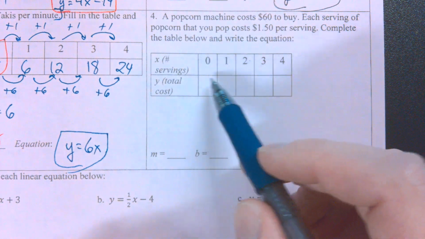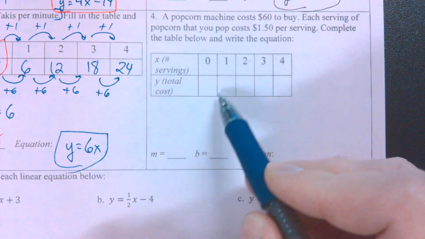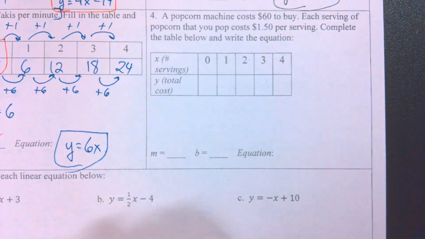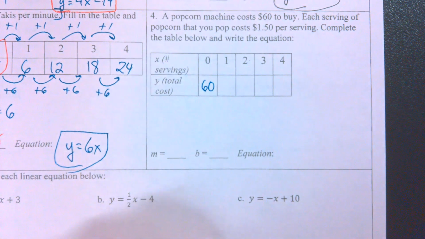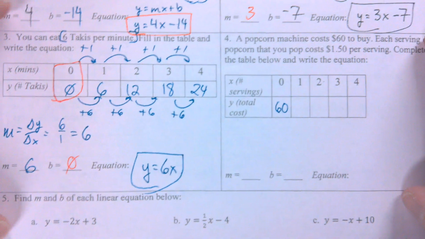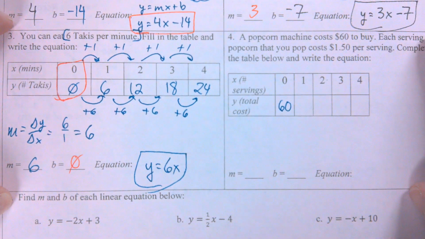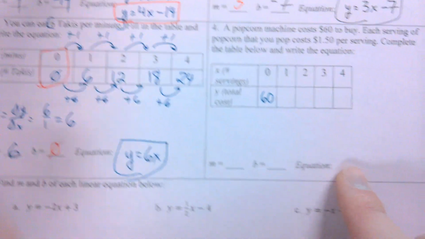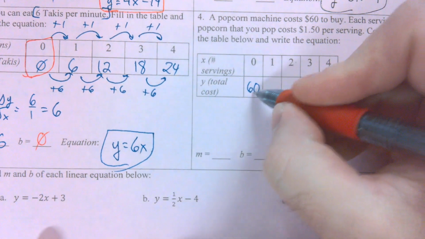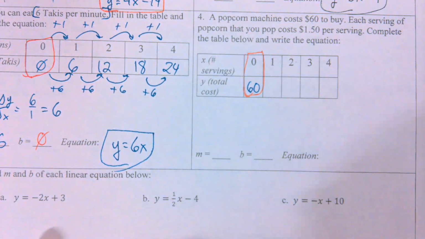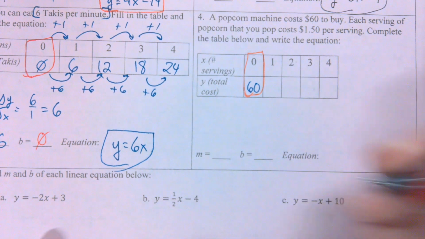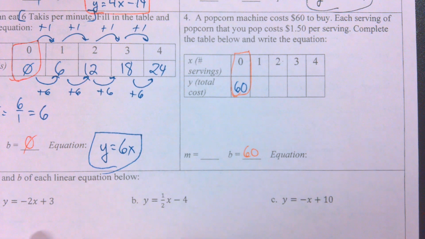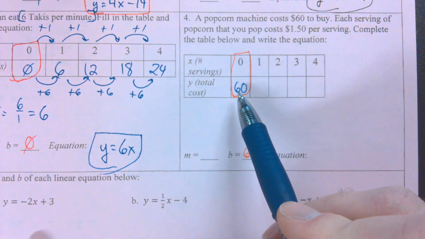So after 0 servings of popcorn popped, how much have you spent in total? $60, right? You got to buy the popcorn machine first. That's where this problem differs from number 3. You have a starting value of 60. Right away we see 0, 60. What's my B going to be equal to here? 60. So we spent $60 on the machine itself.